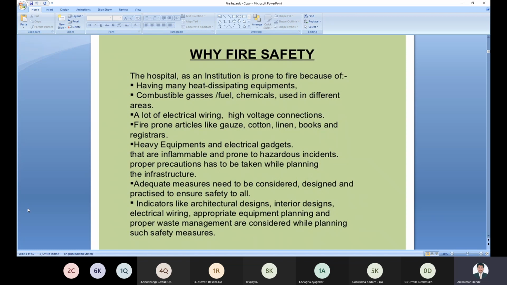Then there are different indicators like architectural designing. When you are designing your building, the architecture should be appropriate, the interior design should be appropriate, and the electrical wiring should be appropriate. Equipment planning should also be appropriate: when you want to purchase different equipments and install them, that type of planning must be done. Then proper waste management is also very important for safety measures during fire safety.